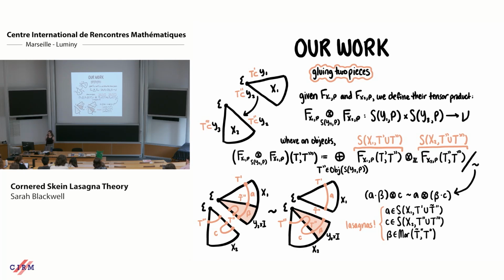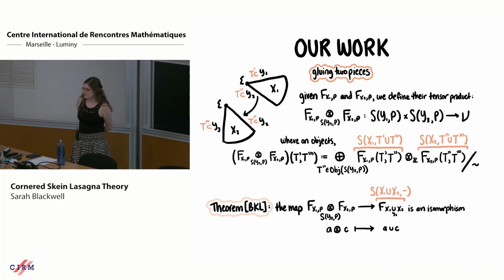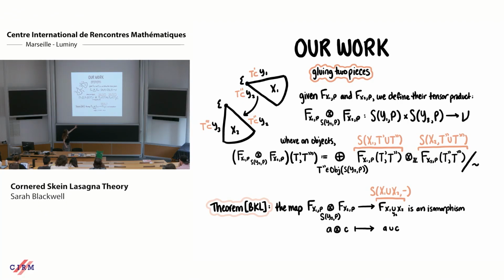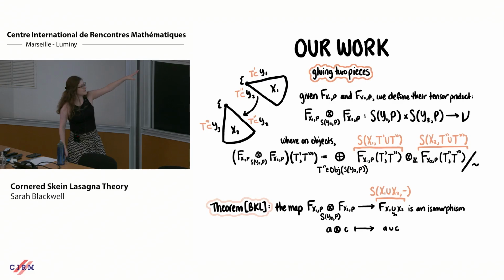Okay, so here's our theorem. The map from the tensor product that we defined, where there's this relation, is an isomorphism to this invariant f sub x1 union x2, which is just the Skein Lasagna module of x1 union x2. It's not written in the notation, but on the left-hand side, that relation is encoded in there.